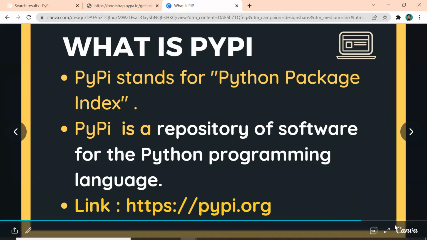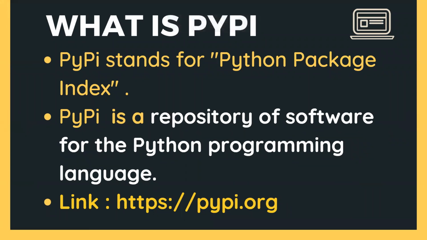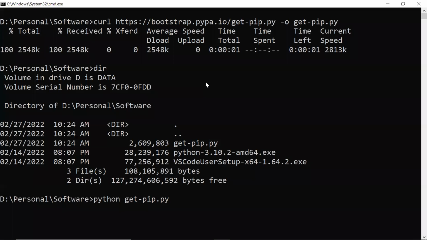PyPI stands for Python Package Index. PyPI is the repository of software for the Python programming language. The link is pypi.org. How can you download? I told you we can go to that PyPI URL. We have a lot of built files and projects there. But how can we download those files to your system? It's simple. The command is pip install, followed by the name of the file you want. By using this command you can install. I will explain.